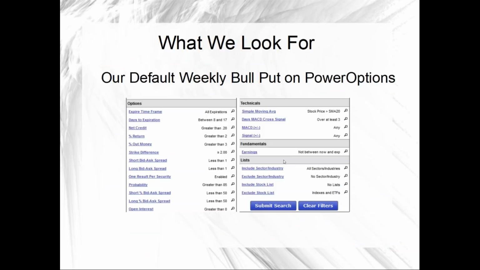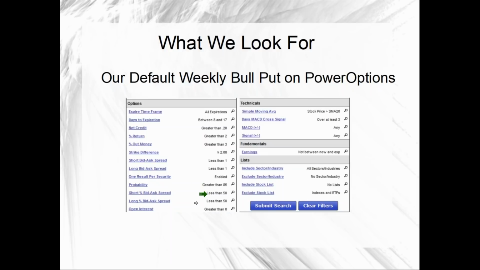And this is what is shown for the criteria that we use on our weekly bull puts and power options. First particular reason, we prefer to look for spreads that expire about 2 weeks out in time, 8 to 17 days out in time. I want a net credit of at least 20 cents. Don't want to trade a 3 cent, 4 cent, or 5 cent net credit. Naturally, we want a good return up in that 6, 7, 8% range, maybe 10% if we can find it. But I still want to be out of the money. I still want that high probability.